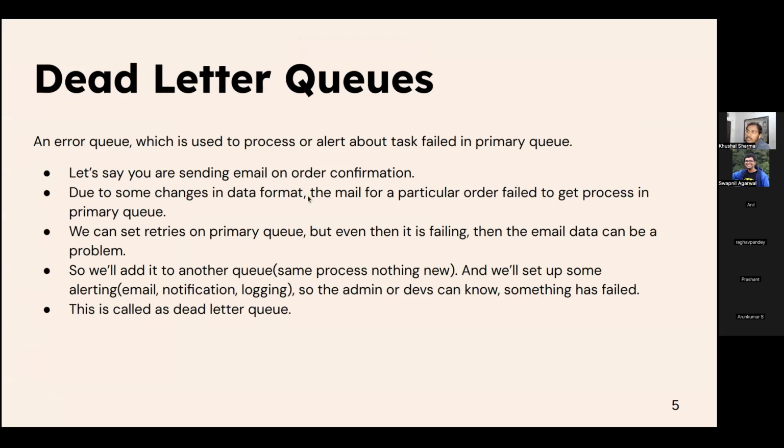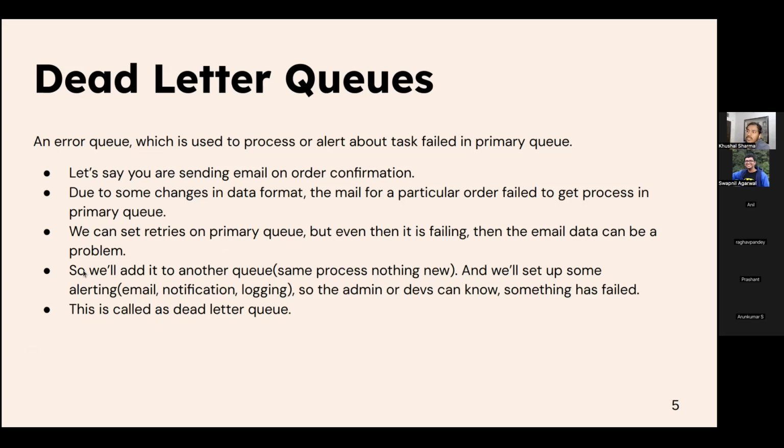Due to some changes in data format, the email for a particular order is failing in the process in a primary queue. The primary queue in our case is the task queue. We can set maximum retries on a primary queue, but even then it is failing. So let's say we retry 2 times, but even then it is failing. Then the email data can be the problem or some other problem can be there, right?